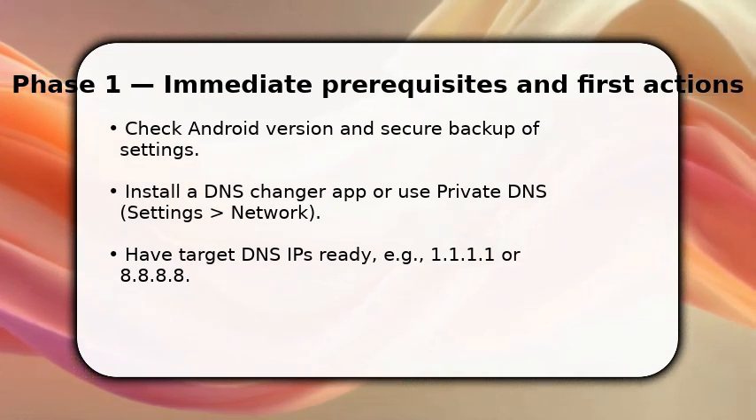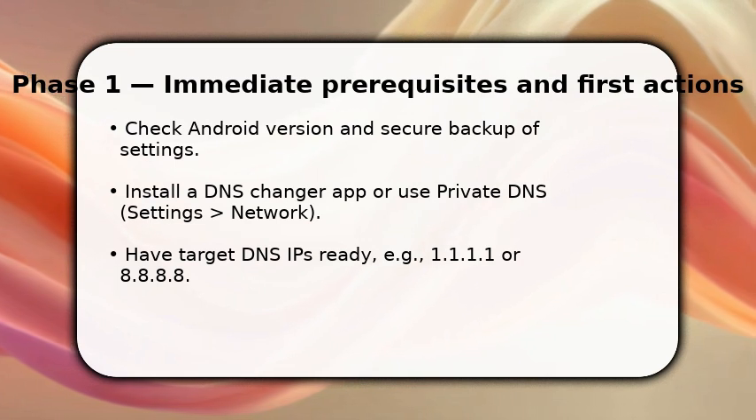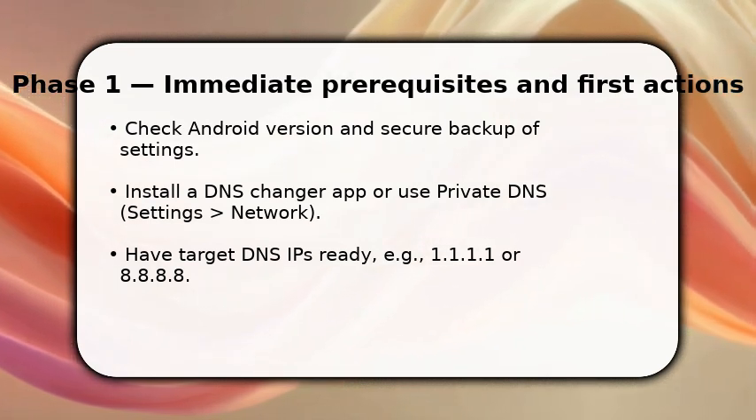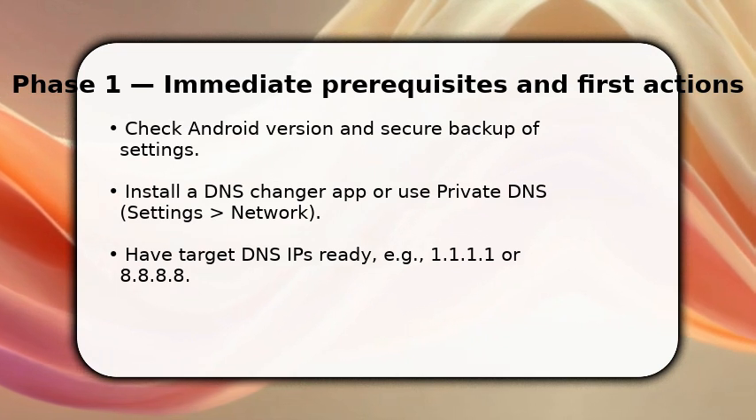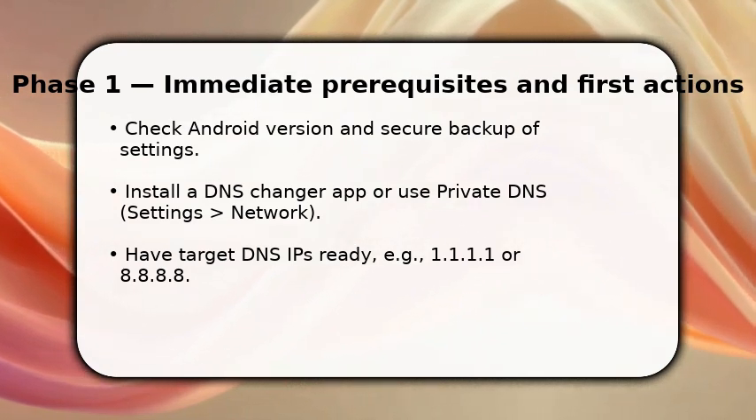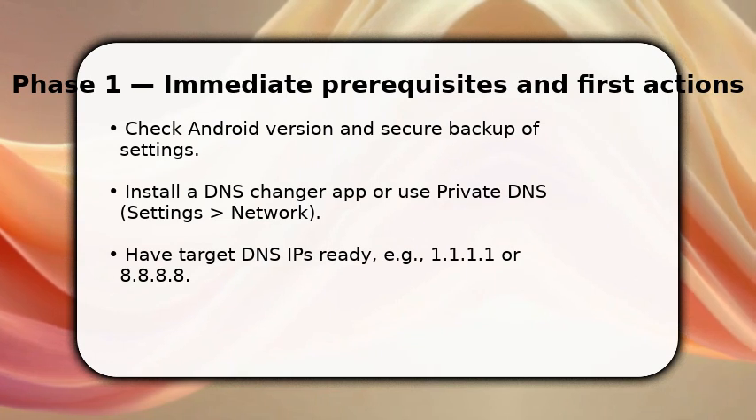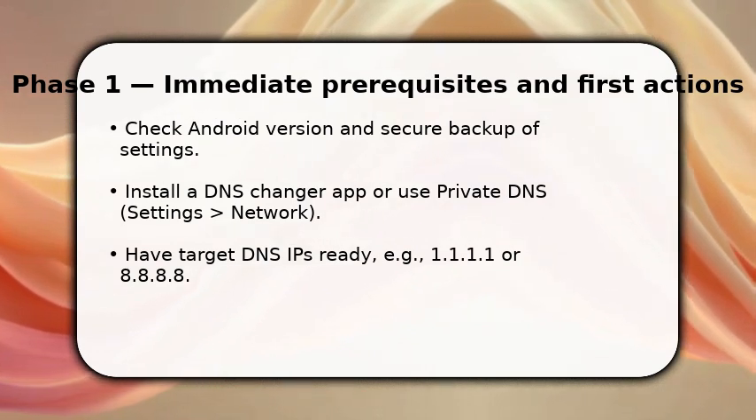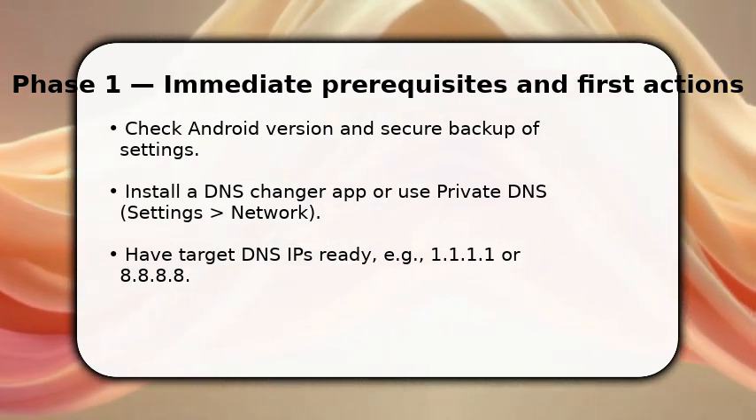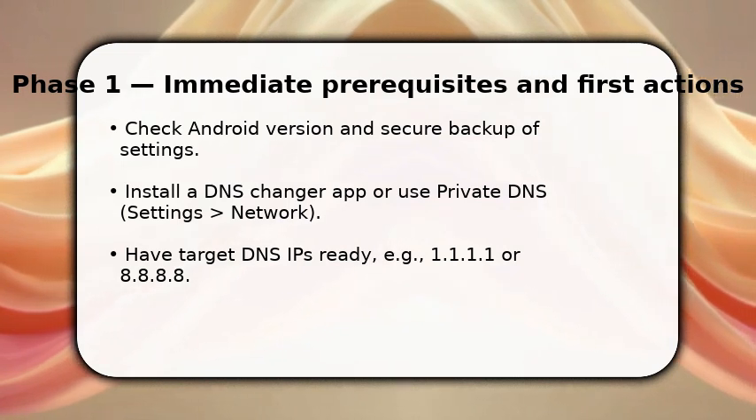Enter the DNS provider hostname or numeric IP, for example 1.1.1.1 or 8.8.8.8, and tap Save. Once done, restart the app you use for Facebook so DNS resolution resets. This step prevents cached routes and prepares you to confirm connectivity changes immediately.